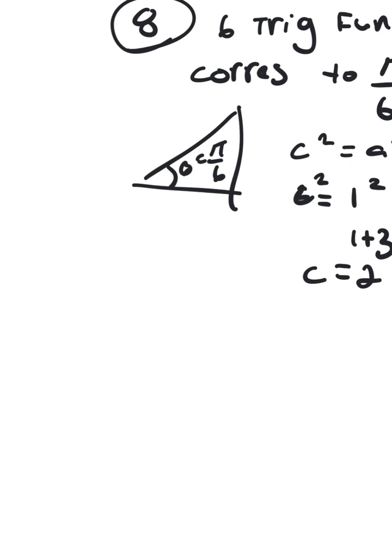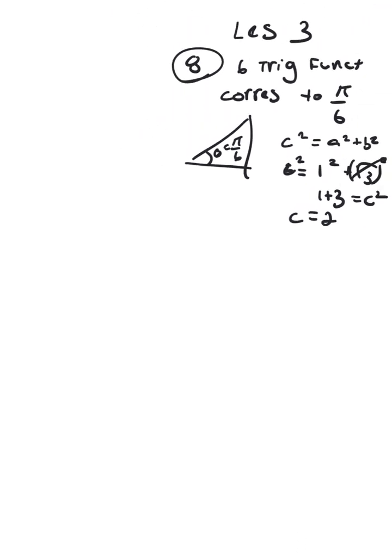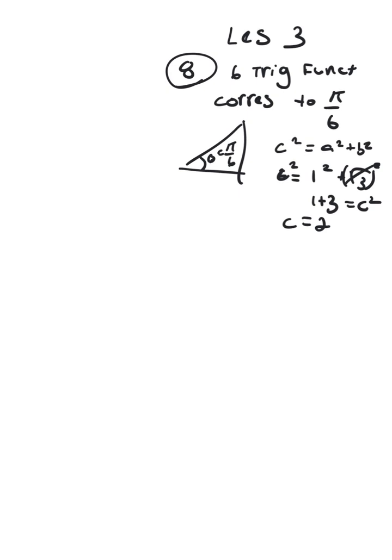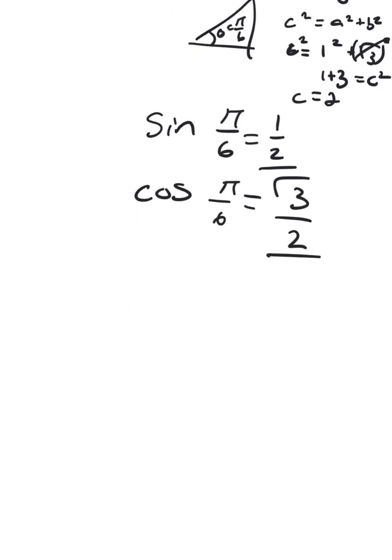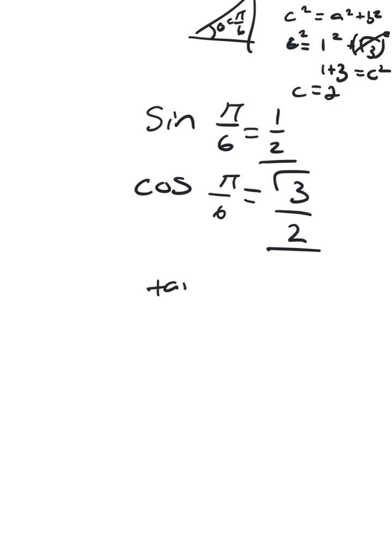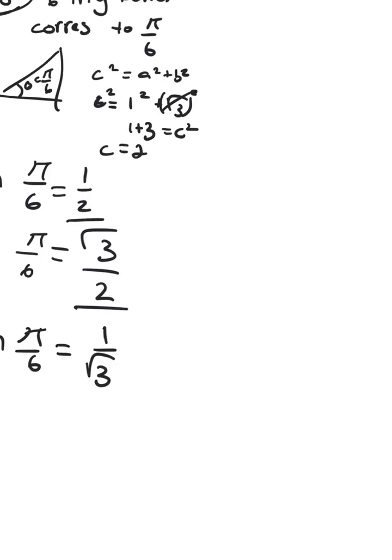So let's go solve. We know that sine of pi over 6 is equivalent to 1/2, so that's one answer there. Cosine of pi over 6 equals square root of 3 over 2, another answer there. Tangent of pi over 6 equals 1 over square root of 3.